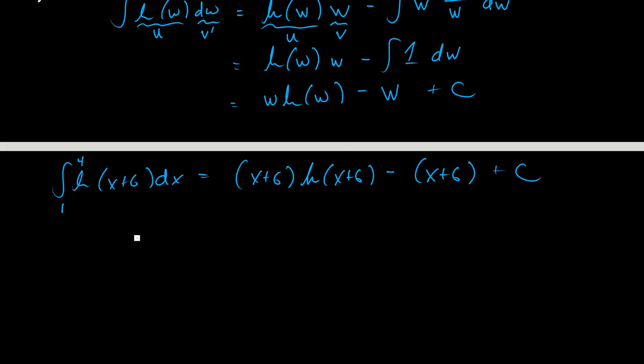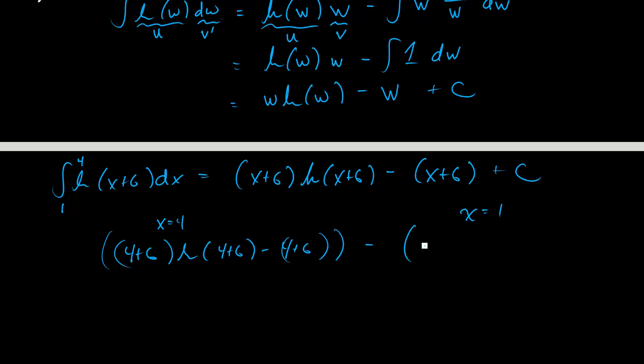I can plug in the 1 and 4 here. So at x equals 4, I will get 4 plus 6 times the ln of 4 plus 6 minus 4 plus 6. And then at x equals 1, I will get 1 plus 6 times ln of 1 plus 6 minus 1 plus 6. So if you plug this all into your calculator, you'll get about 6.404. Okay, and you can go ahead and type that into WebWork and it'll get you the right answer.